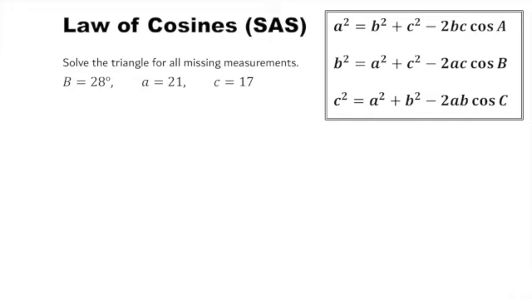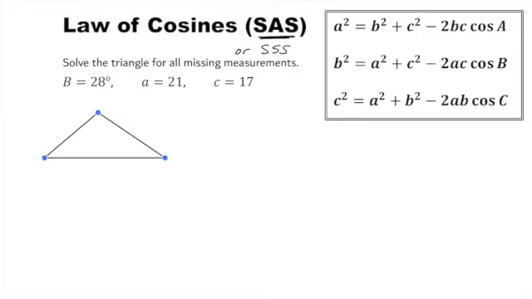We're looking at another video here for solving a triangle for all missing measurements. And today specifically looking at the law of cosines. And the law of cosines is typically used when you are given either a side angle side scenario or a side side side scenario. And there's a second video for the SSS case if you'd like to see one of those.